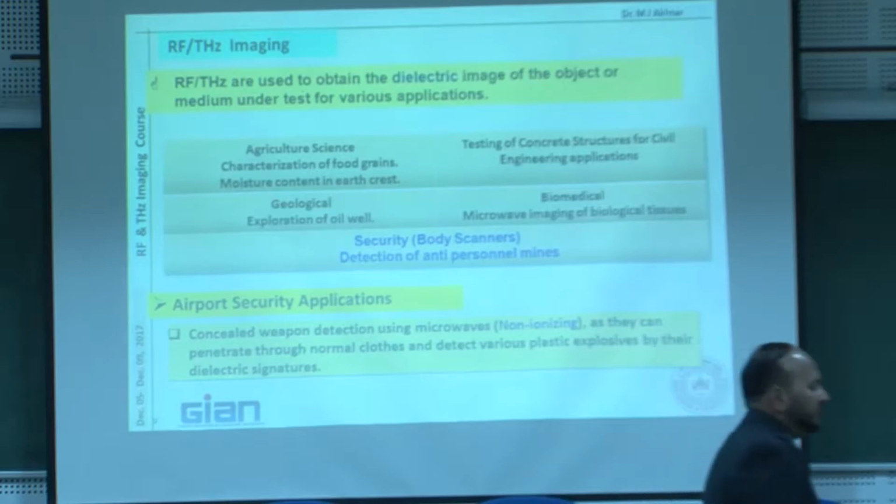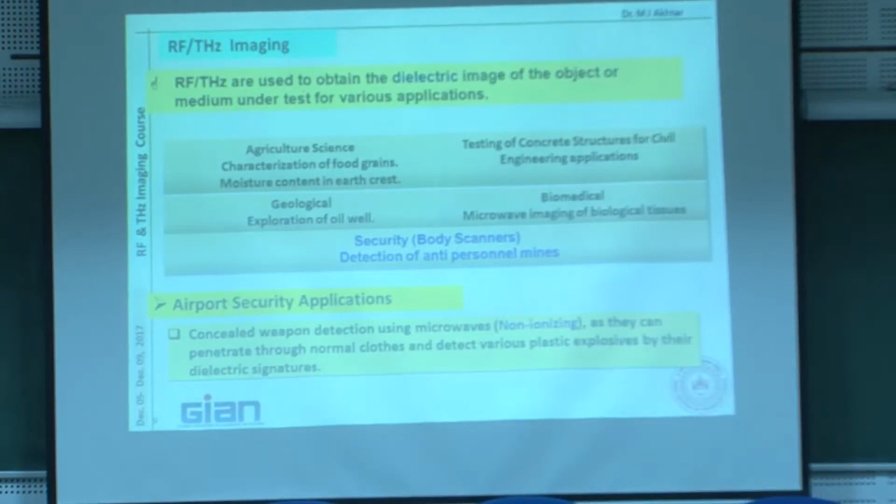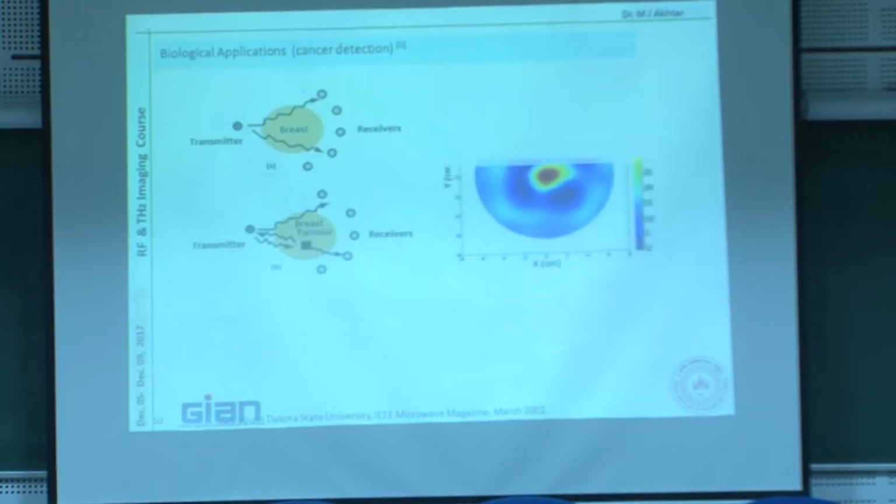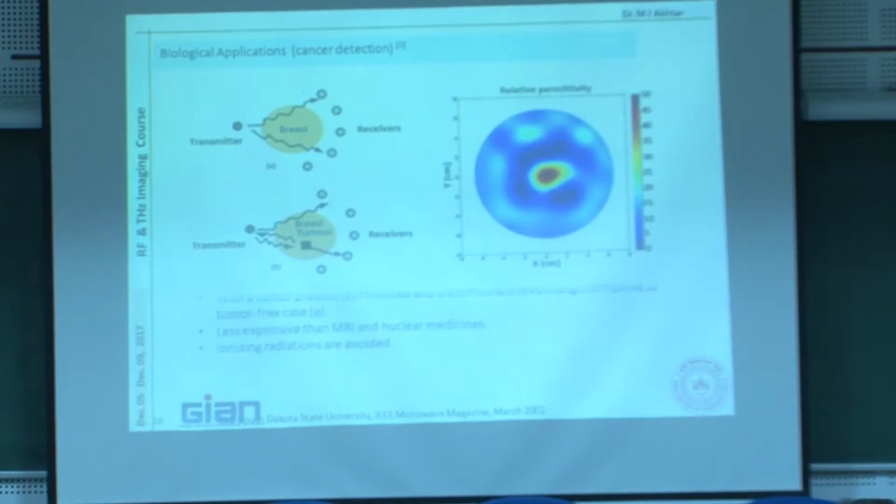There is not much difference as compared to the biomedical. This is just an example to show, in this simulation, that if you have a tumor in the tissue, again the tumor will have different properties than the background. So in principle you can detect the tumor, because it will have what we call different moisture content, water content as compared to the background.